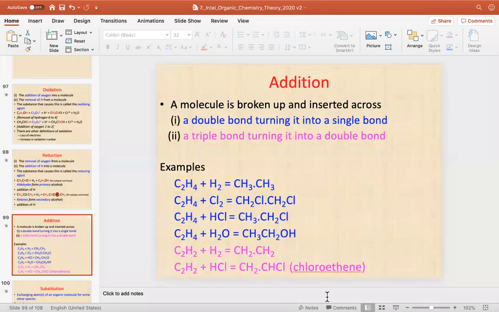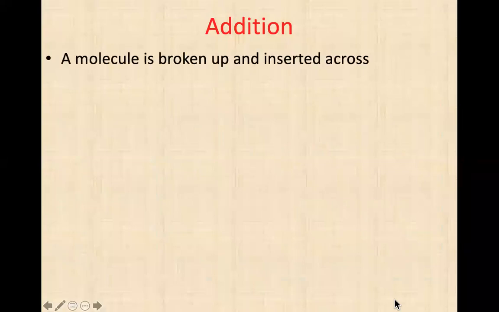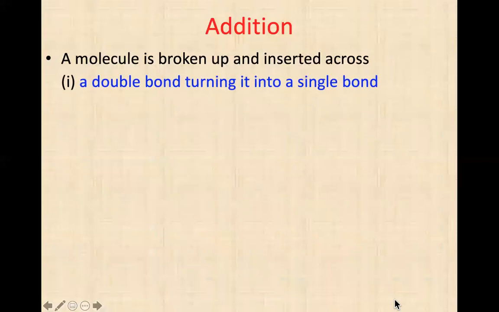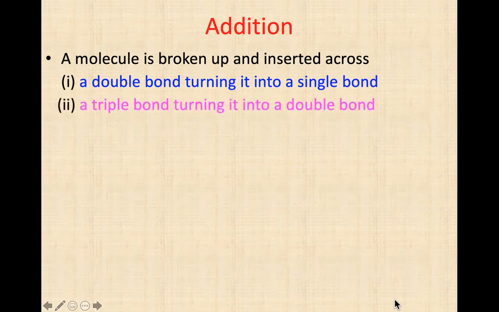The next type of reaction I want to talk to you about, one we've dealt with already, is addition reactions. A molecule is broken up and inserted across a double bond, turning it into a single bond. You have to know the mechanism of that particular reaction, for example, chlorine with ethene. Or it can happen with a triple bond, turning a triple bond into a double bond. Then you can add in 2 more things. So that way we can build up molecules.